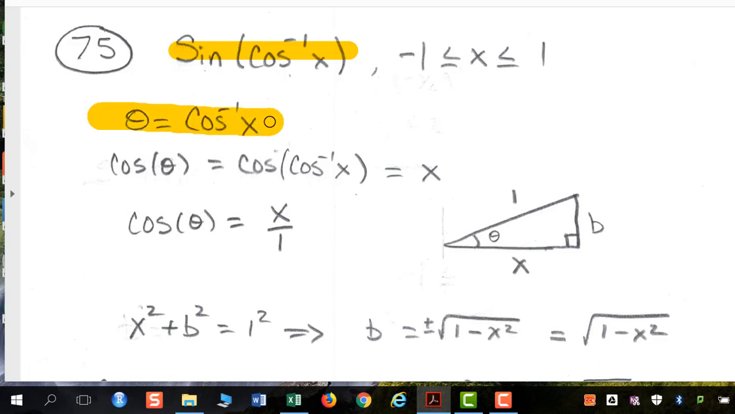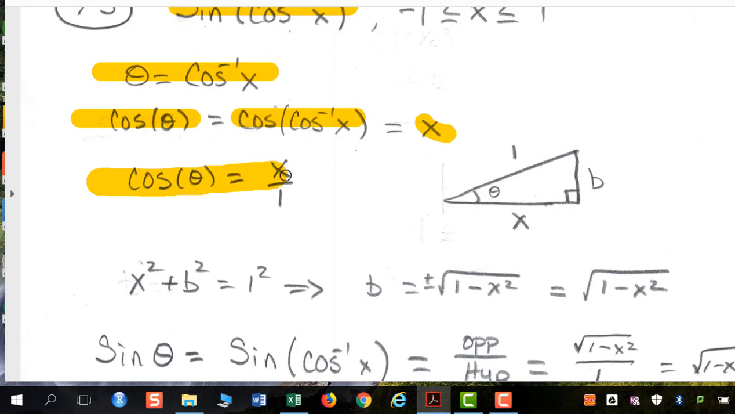That's always my first step. Whatever the arc part is, I set that equal to theta. Then I took cosine to both sides, so I get cosine of theta is equal to arc cosine of x inside cosine, and this right-hand side simplifies to x. So I get cosine of theta is equal to x. In other words, cosine of theta is equal to x divided by 1.